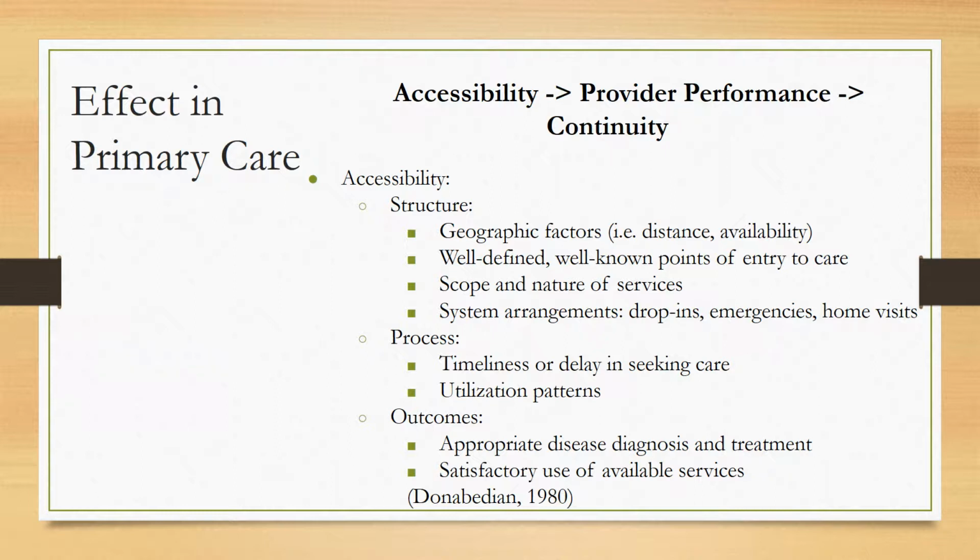Structure measures could include geographic factors such as distance and availability of the practice to its patients, well-defined, well-known points of entry to care, scope and nature of services provided in that practice, and system arrangements, including drop-ins, emergencies, or availability of home visits. Process measures could include timeliness or delay in seeking care and utilization patterns by time, place, type of illness, or reason for seeking care. Outcome measures could include appropriate disease diagnosis and treatment and satisfactory use of available services.